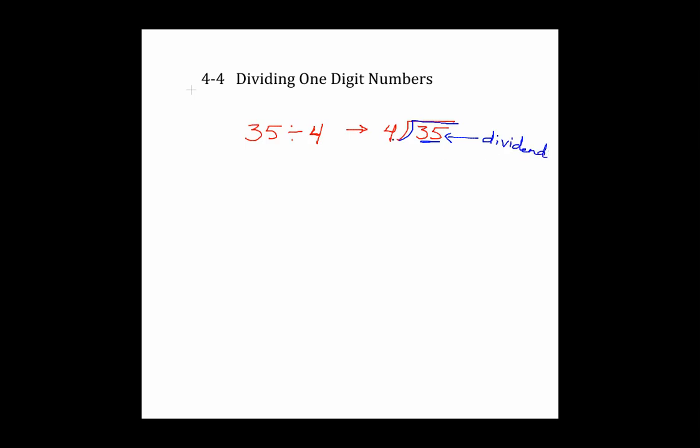So I do want you to know the correct words, the terminology. I did say today that this number 4 is at the front door, and that is called the divisor. And the answer, which would be on the roof, is called the quotient.